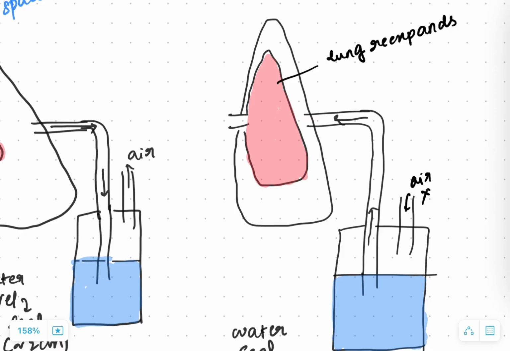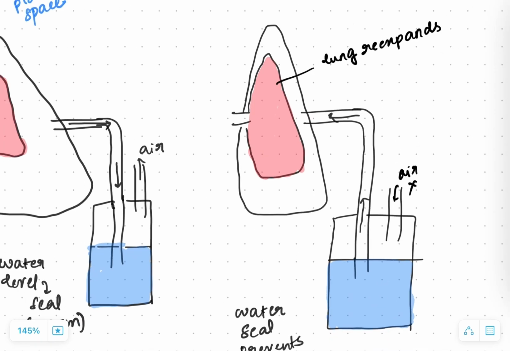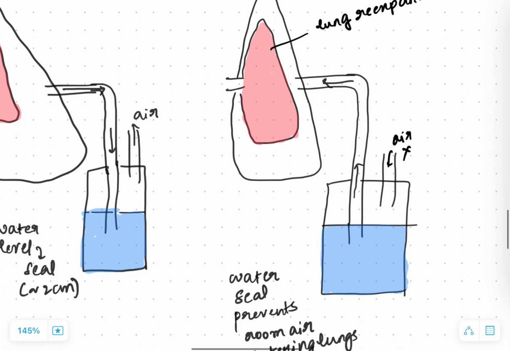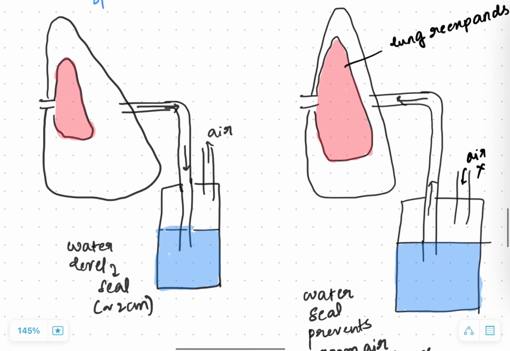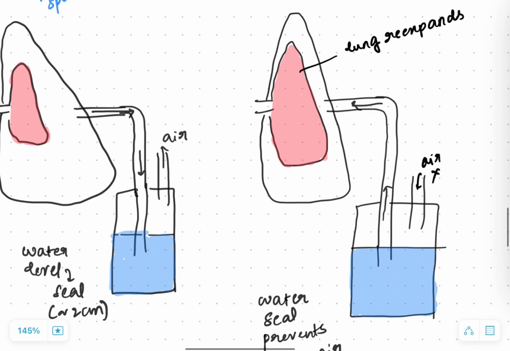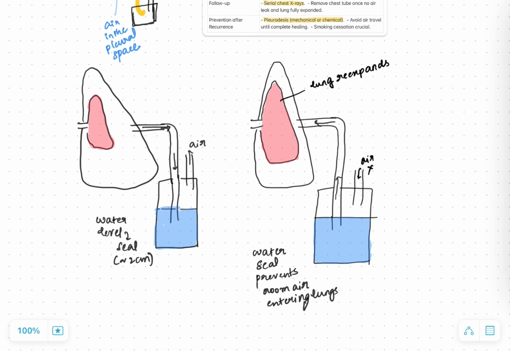So this acts like a one-way valve, and this is the reverse of the one-way valve mechanism of the tension pneumothorax, where the air is entering but not exiting. Here the air will not enter but it will exit from the space. So it will help in re-expansion. Here the lung is smaller. It is this underwater seal that helps in the re-expansion of the lung.